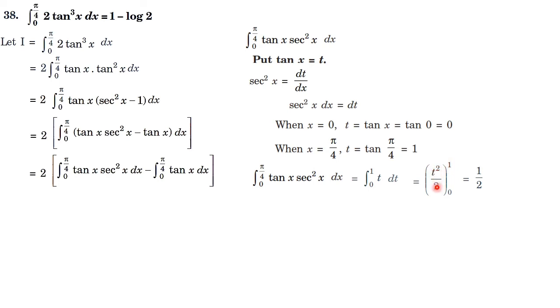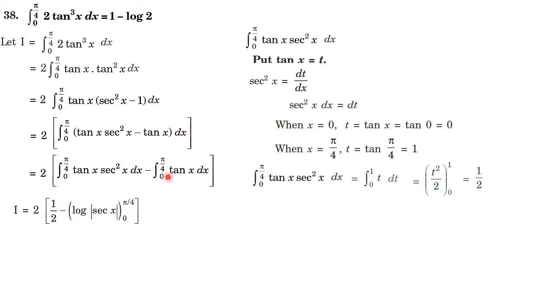1 squared is 1. 1 by 2 minus 0 is 1 by 2. So we have got the first part answer as 1 by 2. Substituted back here, I is equal to 2 times the integral from 0 to pi by 4 of tan x sec square x dx, which we have calculated as 1 by 2.